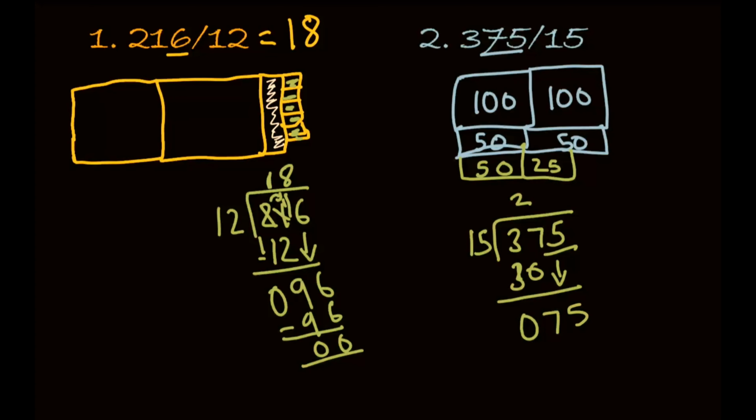So now is 75 in the 15 table? Well, let's think. Yes, 15 times 5 is 75. So we're going to write 5 there, and then we're going to write 75 here, subtract, and get a remainder of 0. So our answer here is going to equal 25.